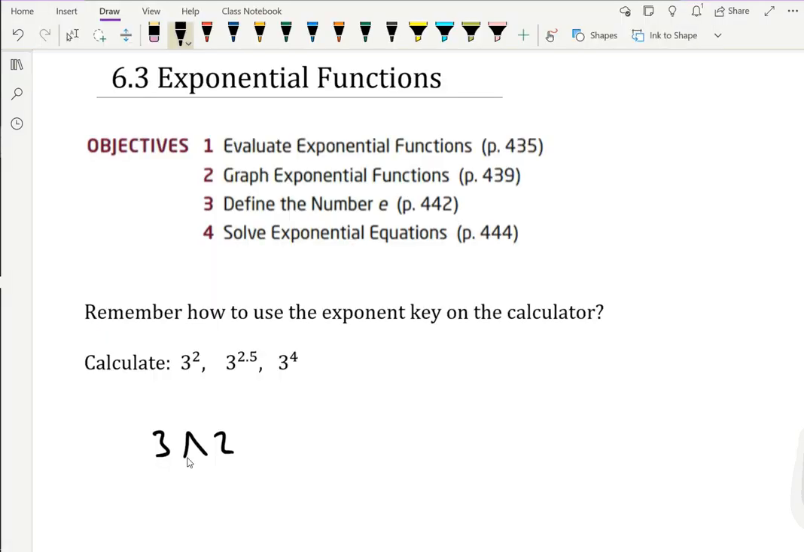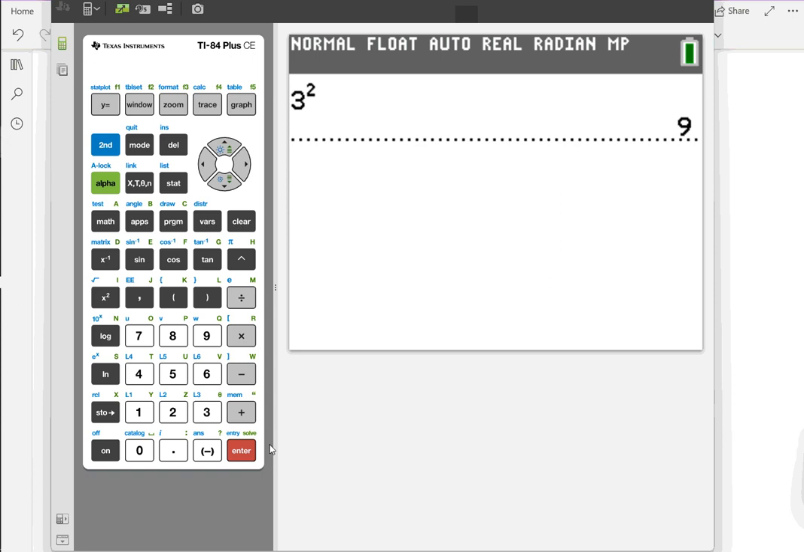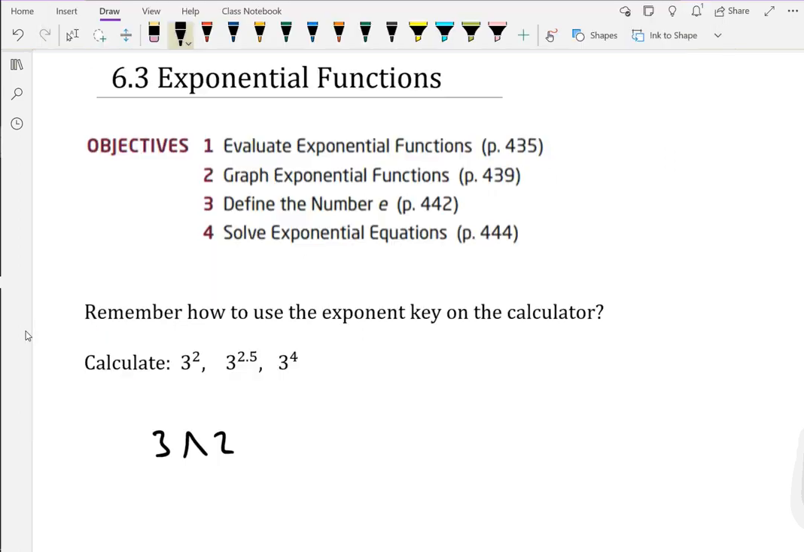So if we have 3 to the second power, we do 3, that caret key, and then 2, and that gives us 3 to the second power. If I went to 2.5 power, so 2.5, type that in, gives us our value. If I went 3 to the power of 4, I can go ahead and do the 4th power. So whatever power we want, we just go ahead and use that caret key. And since we're talking about exponential functions today, we're going to be talking about exponents, so I want to make sure we had an idea of where that key was located.